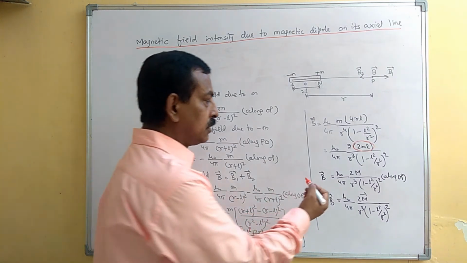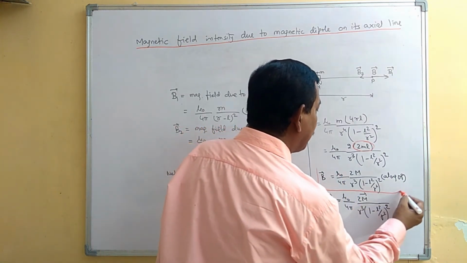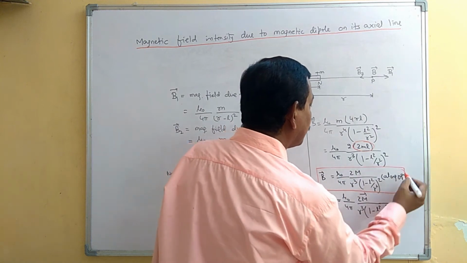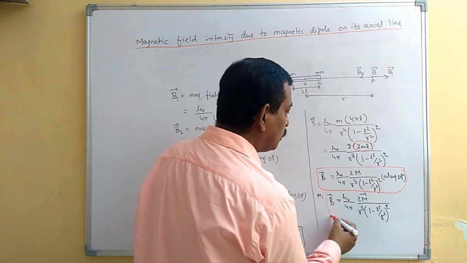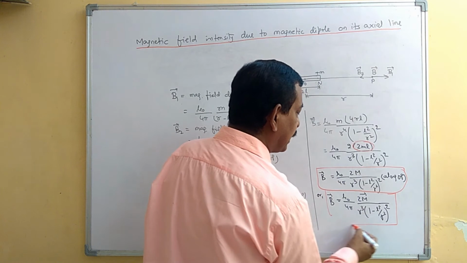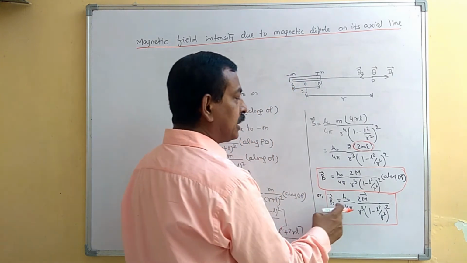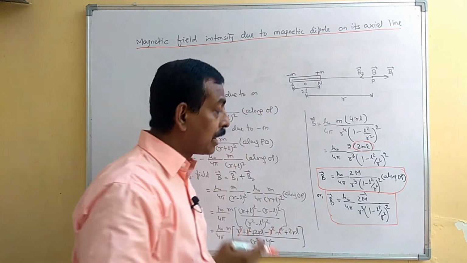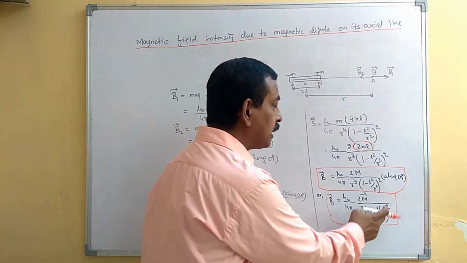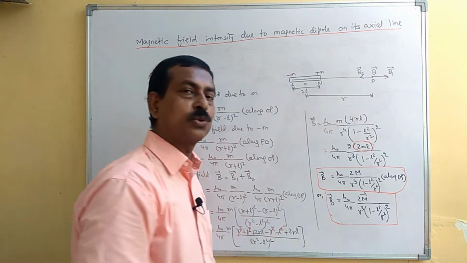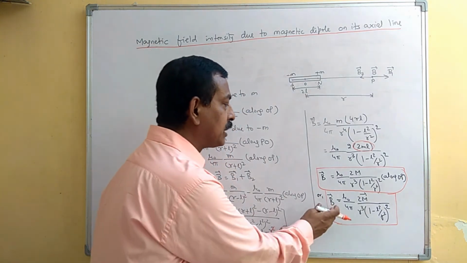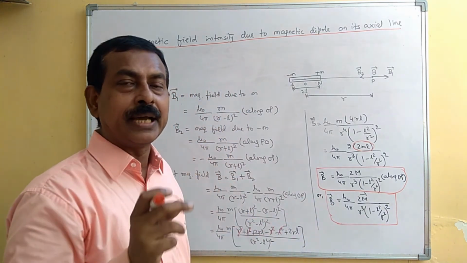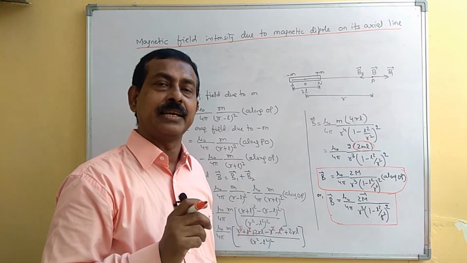So this is the expression for magnetic field, and if you write it in vector form, you can write it as B vector equals mu naught by 4 pi, 2m vector by r cube into 1 minus l square by r square, whole square. So that will give you the magnetic field due to a magnetic dipole on its axial line.